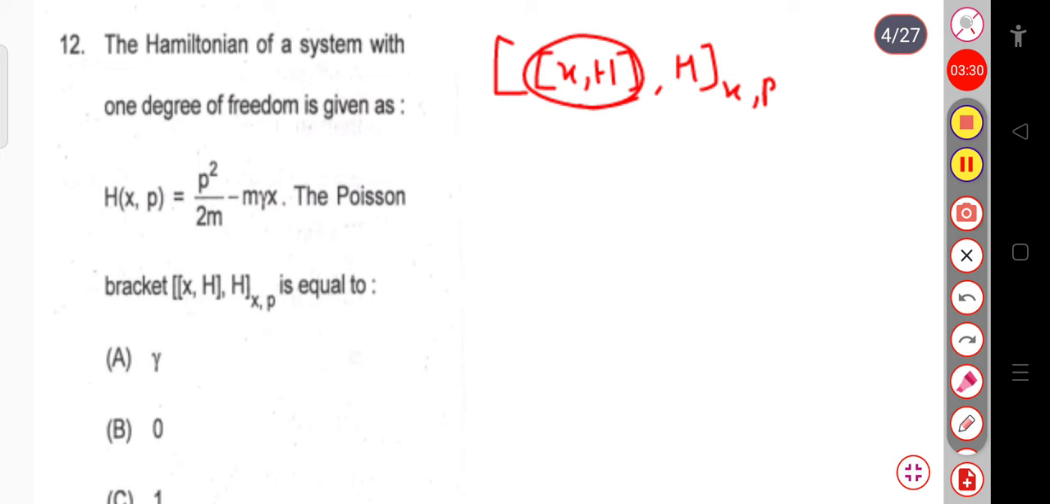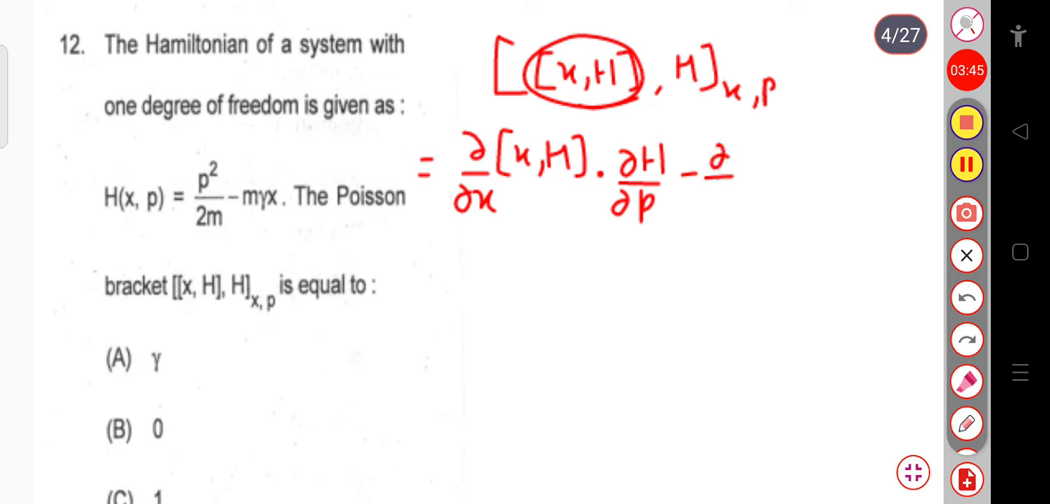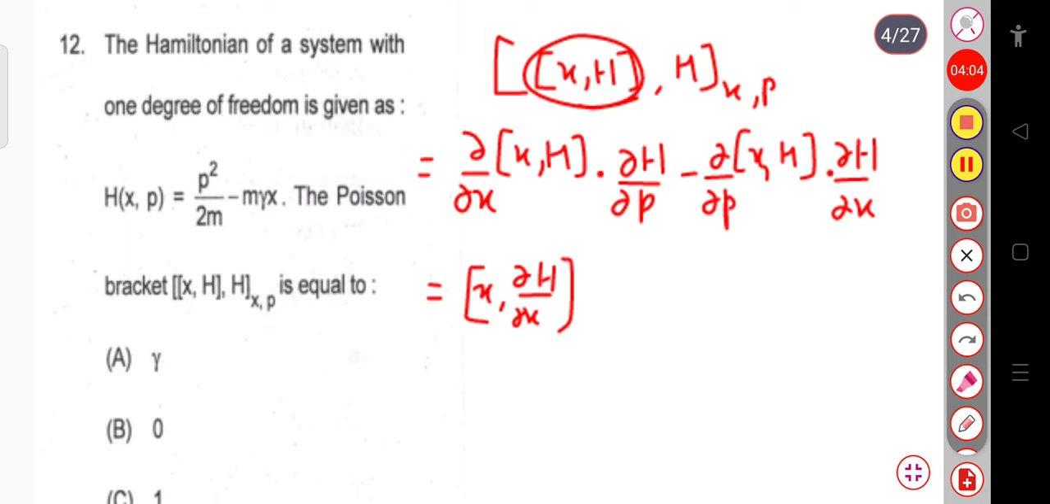So first of all let me write, you can write this expression as dou by dou x of this first term, that is the Poisson bracket x comma H, into dou H by dou p, minus dou by dou p of this total term, that is x comma H, into dou H by dou x. This is our expression. Now again, if I calculate dou by dou x of x comma H, I can write x comma dou H by dou x plus dou x by dou x comma H, so that will be better. So this is dou x by dou x comma H, and again this is being multiplied with dou H by dou p.